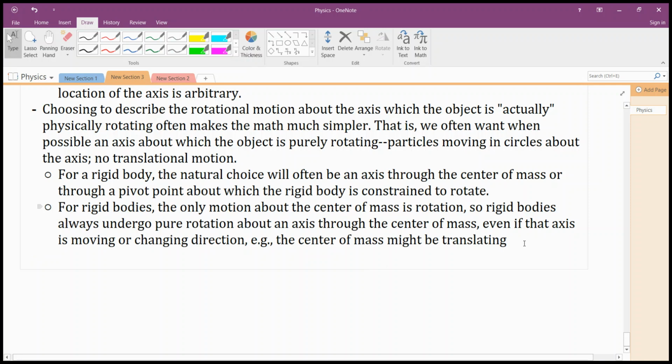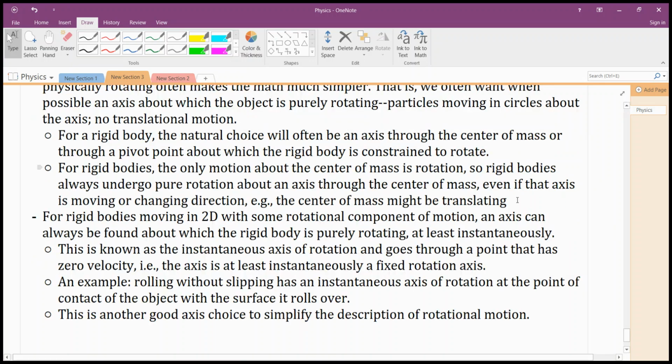So choose the point about which the object is actually rotating, which will either be the center of mass or a pivot point about which the rigid body is constrained to rotate. It is also true, though, that for rigid bodies moving in 2D, so just in two-dimensional motion moving in a plane, that have some rotational component of motion, and maybe some translational component too, an axis can always be found about which the rigid body is purely rotating, at least instantaneously purely rotating.